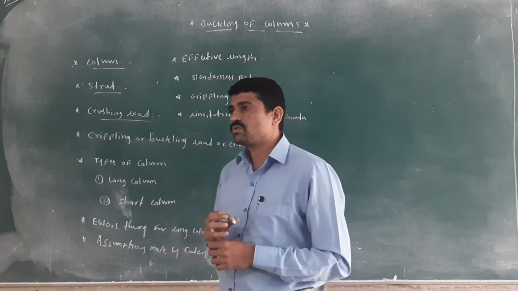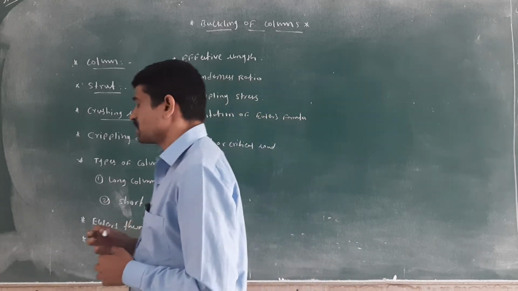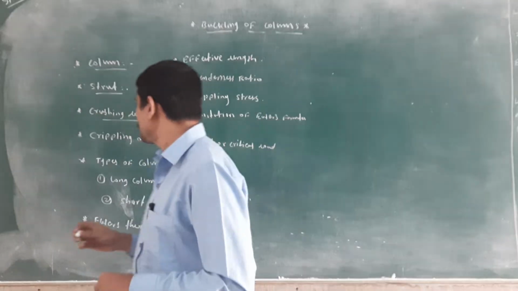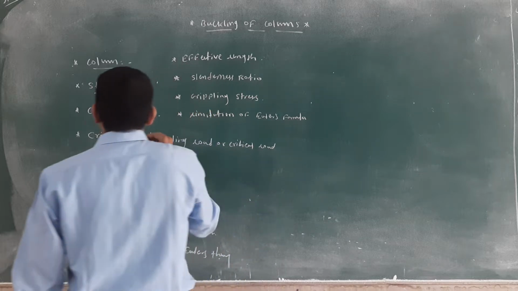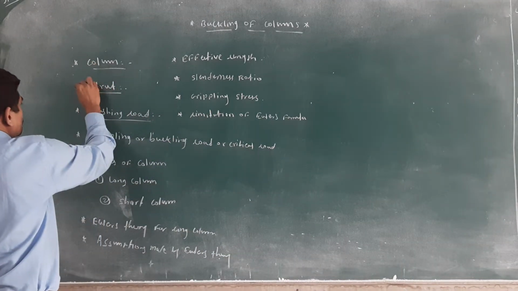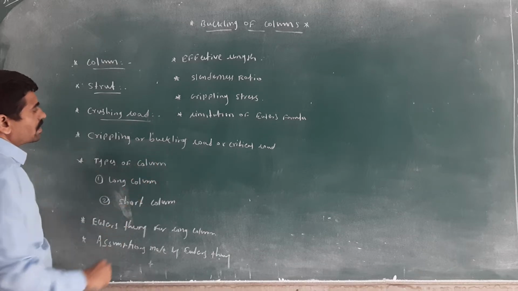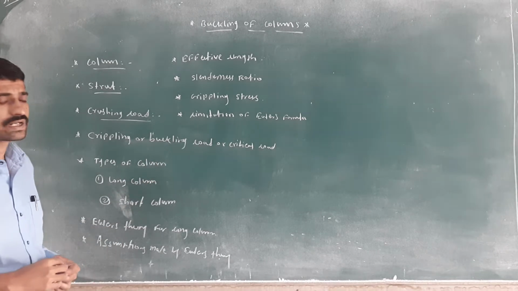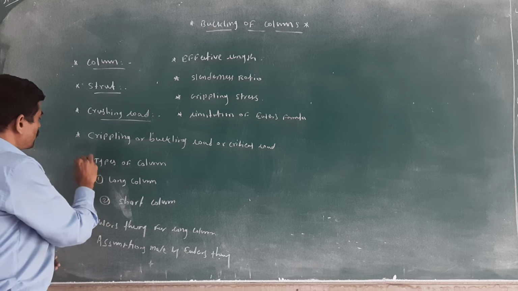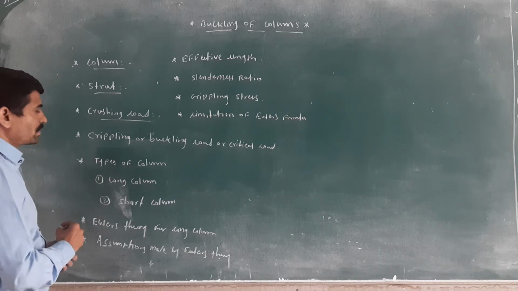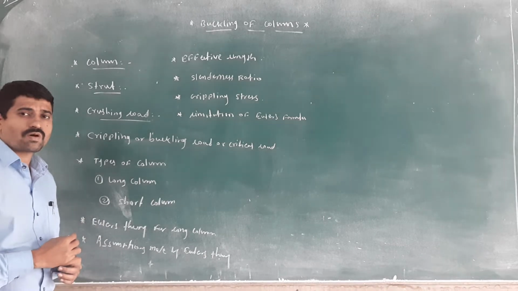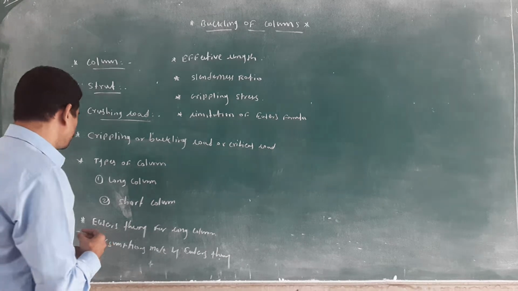Okay, you know what is meant by column. In this unit we will cover this theory part. First is column, then strut, then crushing load, then crippling or buckling load. It is also called a critical load. Then after that, types of column. There are two types of column: long column and short column.